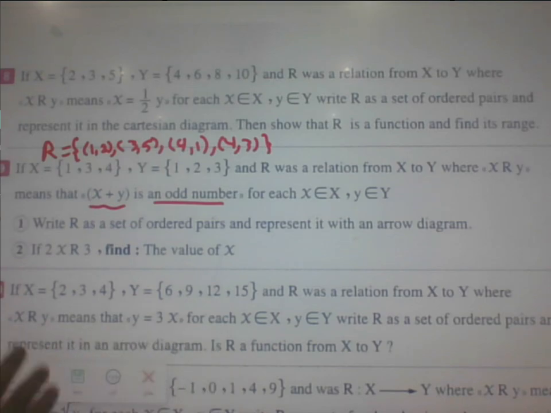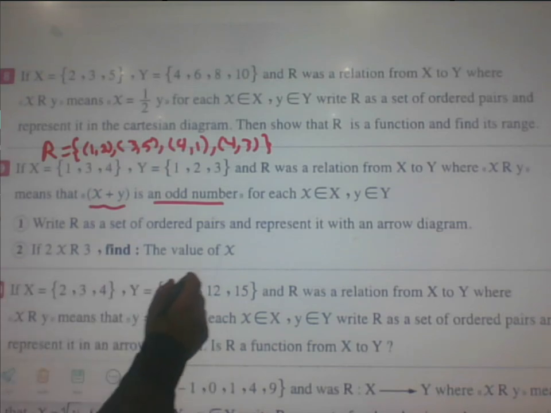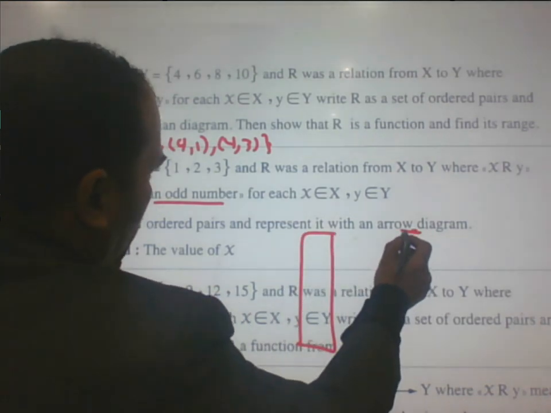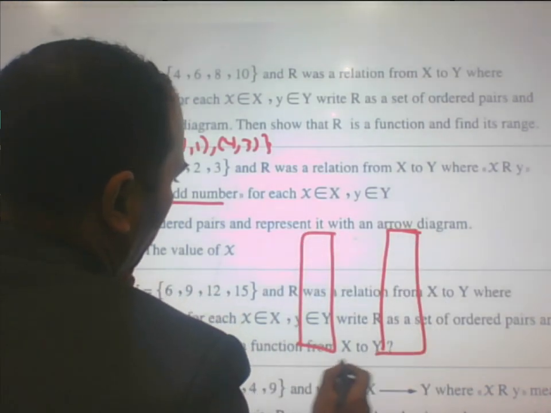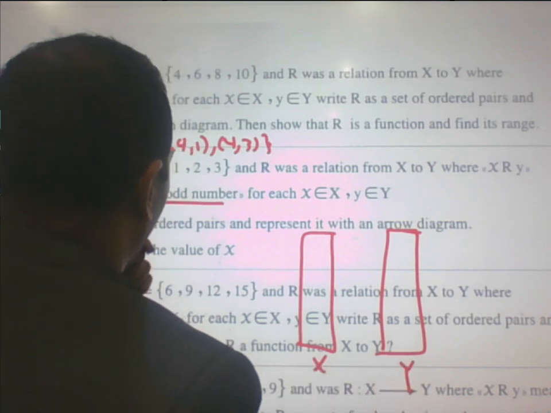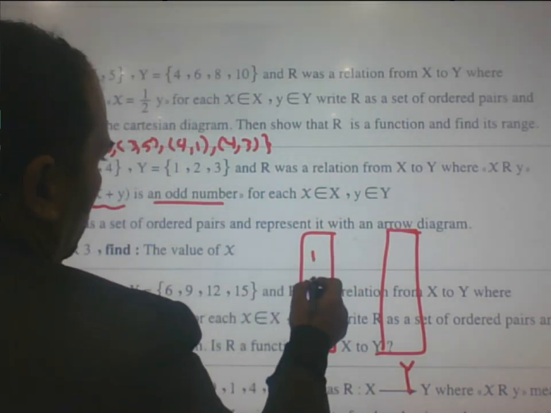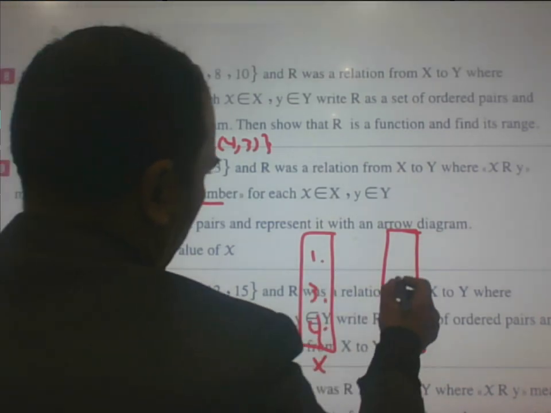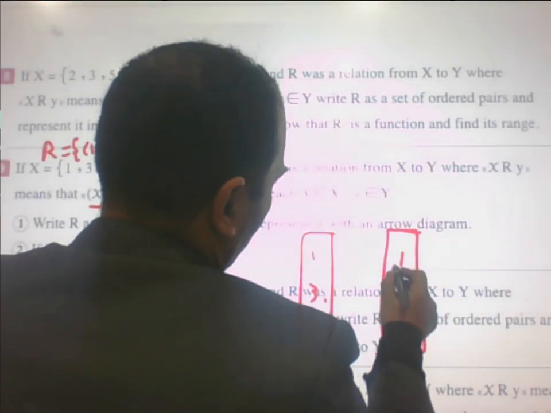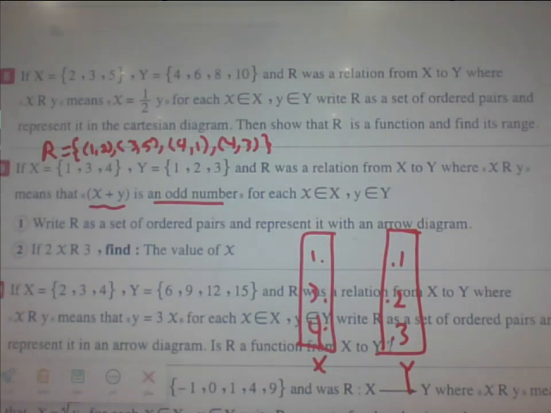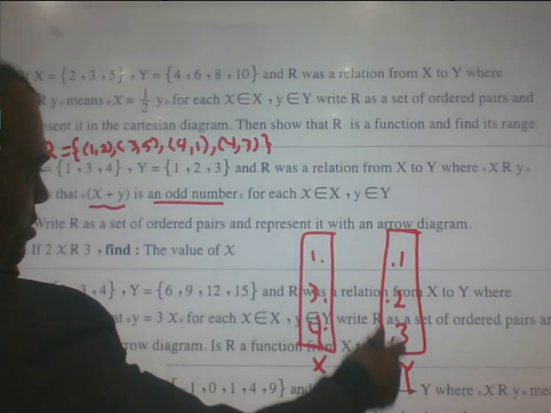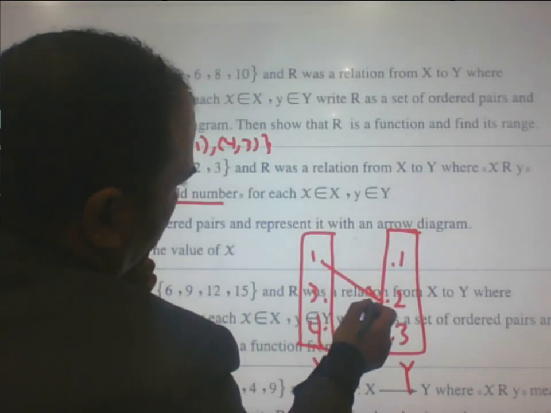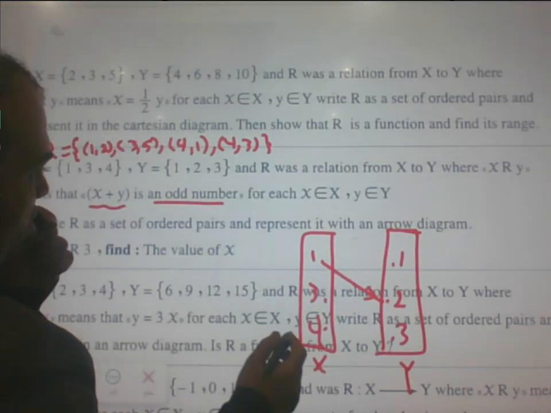They are not functions. Now draw the arrow like this. Draw a vertical line here, and also a vertical line for X and Y. X equals 1, 3, and 4, and Y equals 1, 2, 3. You can do it. Draw a vertical line here, and then draw the arrow from the image 1 with 2, and then 3 with 5.